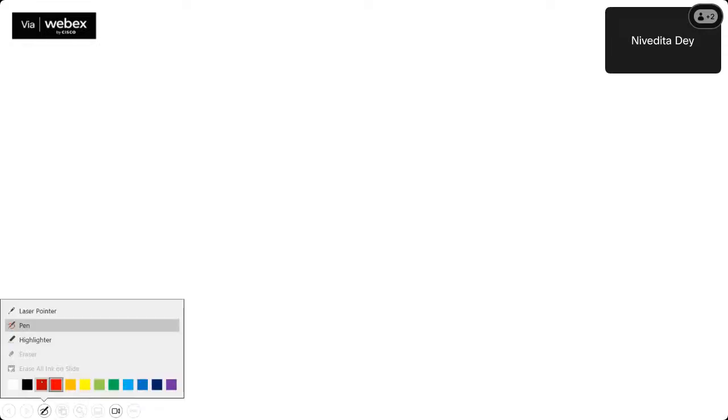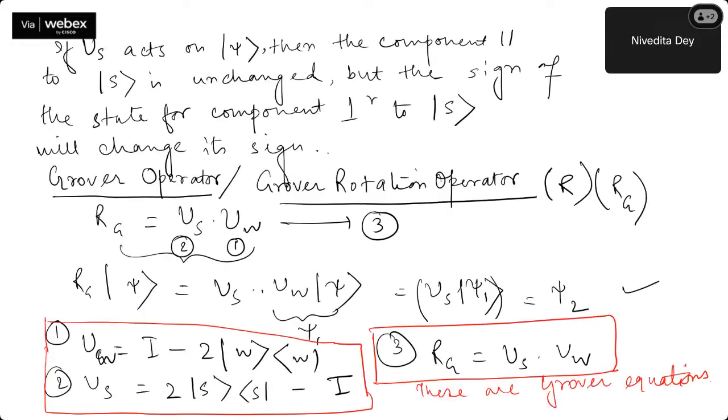Now let us see how the geometric interpretation will work. Yes. So the geometric interpretation of Grover. Every single step is required because every logic here is entangled. So please focus on each and every step. Geometric interpretation of Grover.